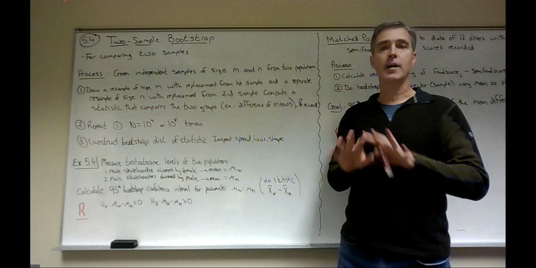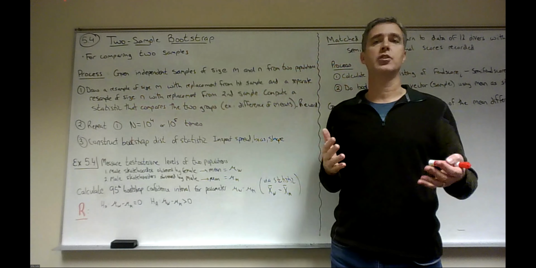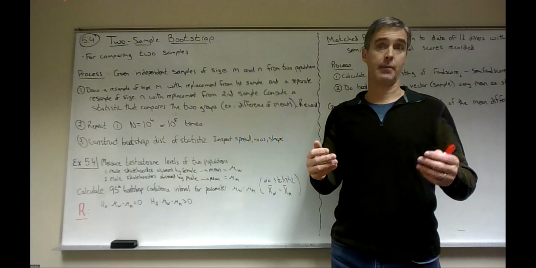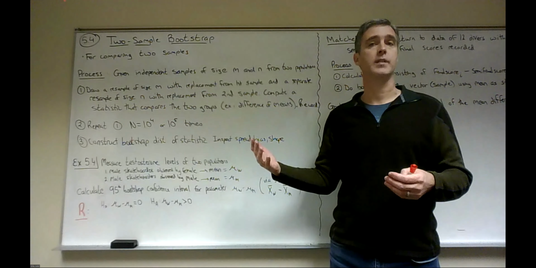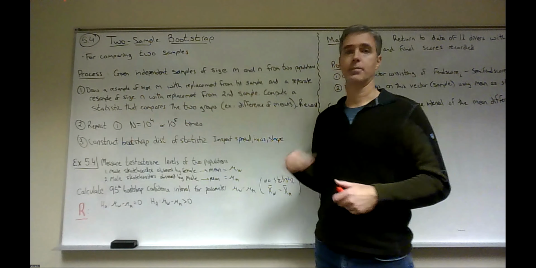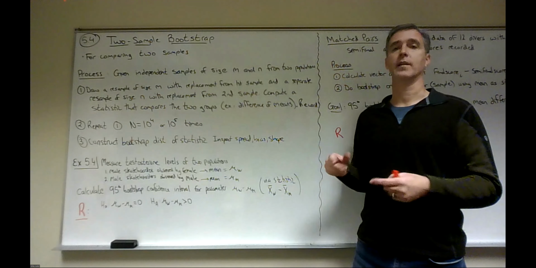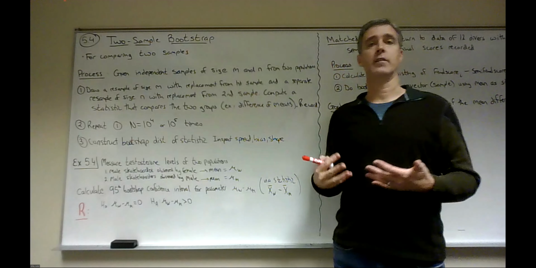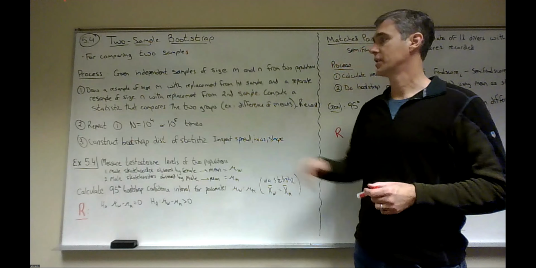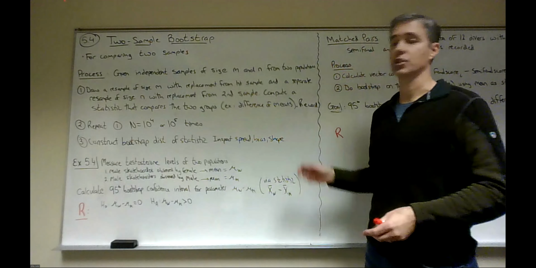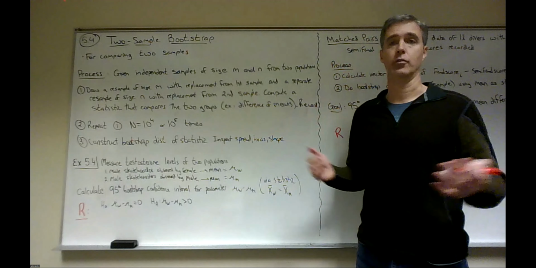And then compute some statistic that compares these two resamples. So perhaps the average of the first resample minus the average of the second resample, right? Record it. Then repeat this step 10^4 or 10^5 times, recording that statistic each time. And now you've got 10^4 or 10^5 values of the statistic. Let's construct that bootstrap distribution and look at whatever we need to look at: the spread, the bias, the shape, the confidence interval, what have you, okay?